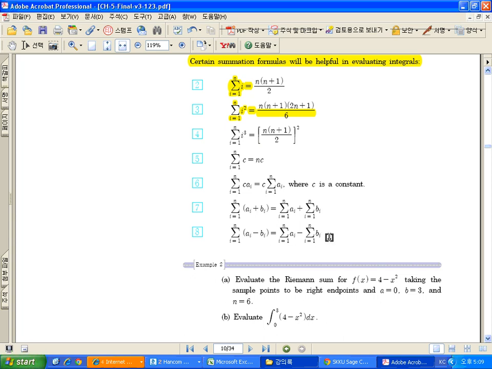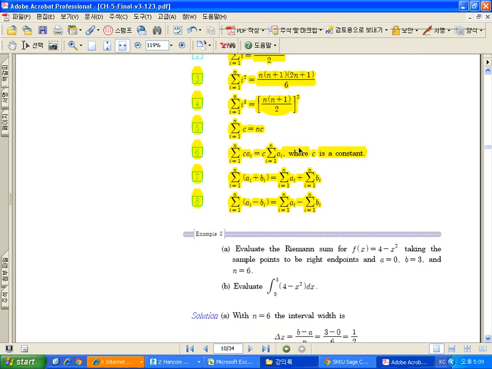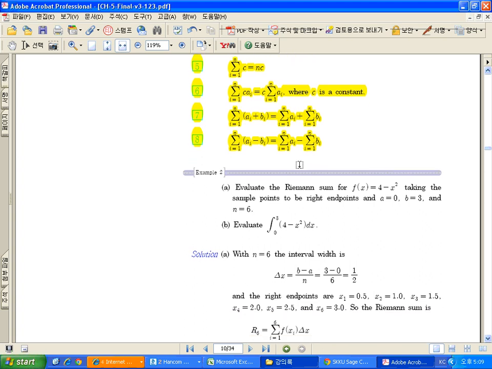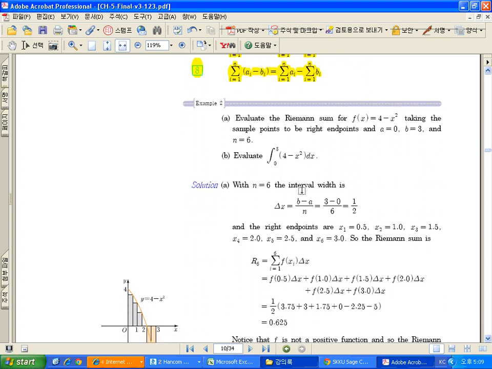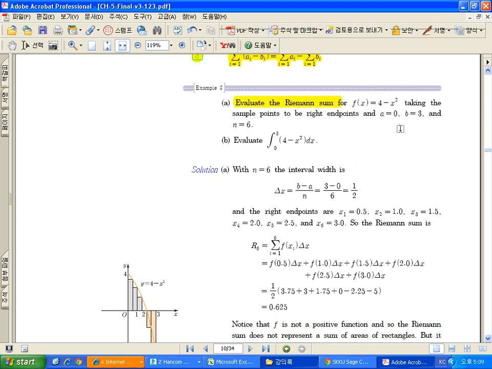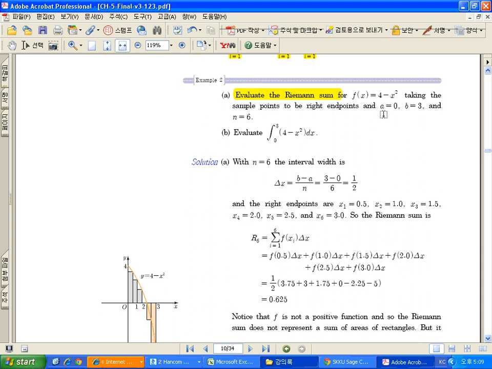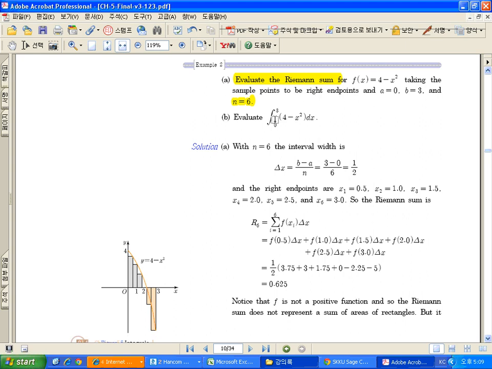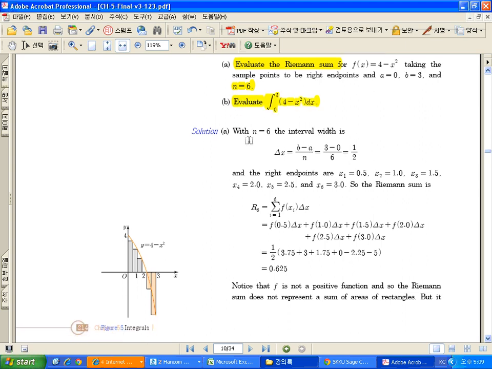So we know all these rules well, which were covered in high school classes. We use those rules to evaluate the Riemann sum of f(x) = 4 − x² from 0 to 3 with n = 6. And we also evaluate the integral and compare the two.